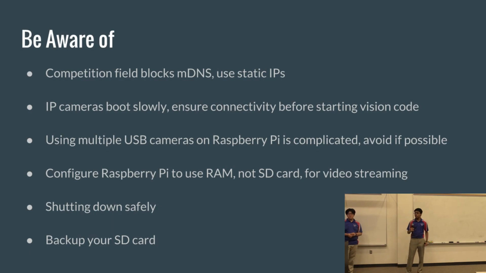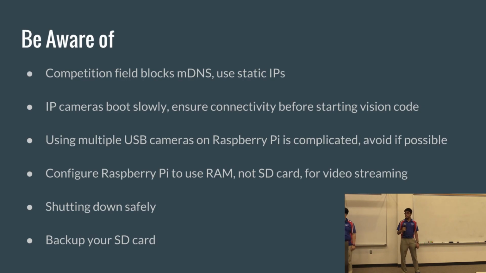Third thing to be aware of, if you're writing images to the disk to stream them to your driver station, you need to make sure that your Raspberry Pi is using the RAM, not the SD card, to write those images to the file system. So what we did was we used RAM temp so that when we wrote our images to the temp directory, they would be going to RAM and not to the SD card.